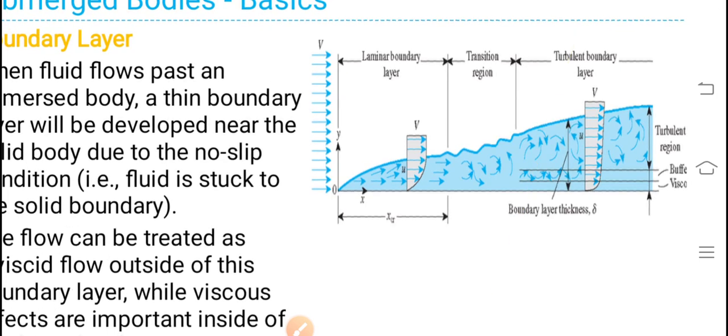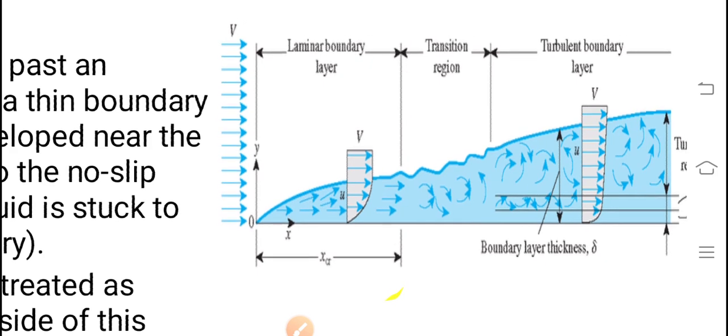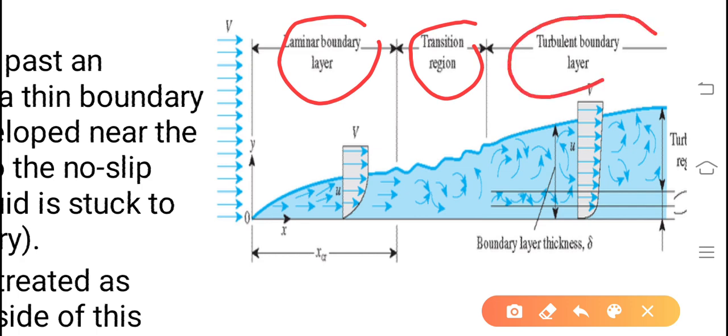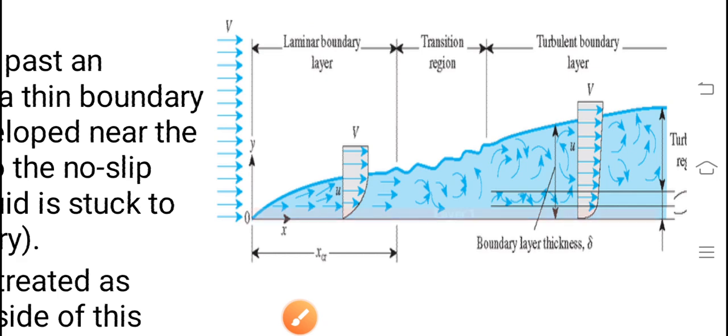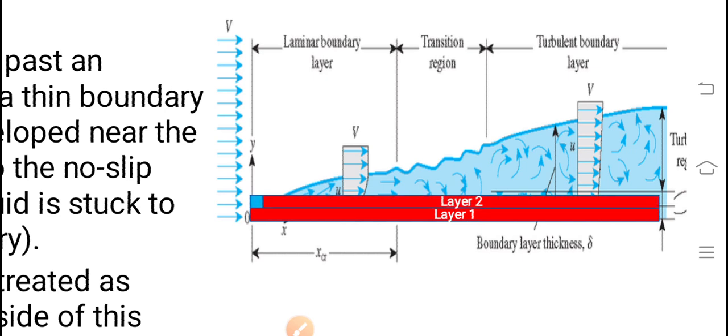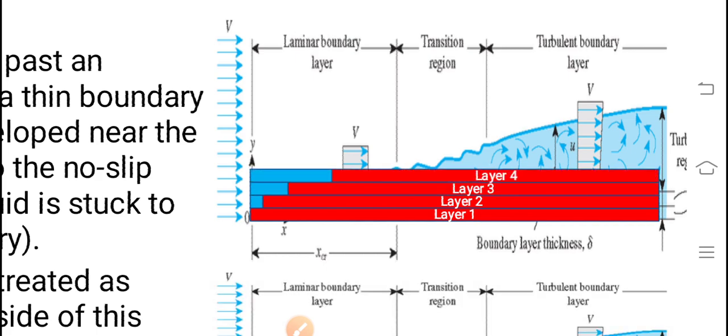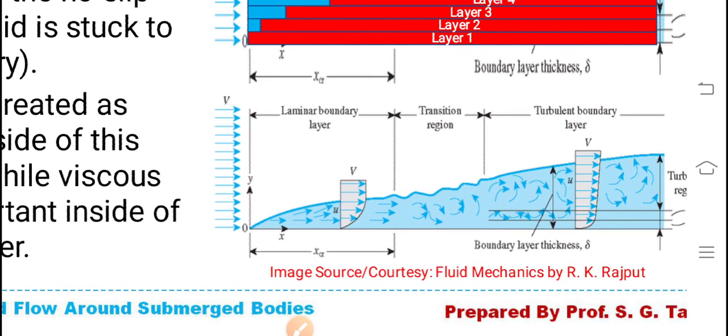You can see the figure here. Here it is, laminar boundary layer, turbulent region. These are all depending upon the Reynolds value. As the Reynolds value increases, the fluid will change from laminar boundary layer to turbulent boundary layer. This is actually the turbulent boundary layer. This is layer 1, this is layer 2, this is layer 3, 4. You can see. So this figure is available in Fluid Mechanics by R.K. Rajput.